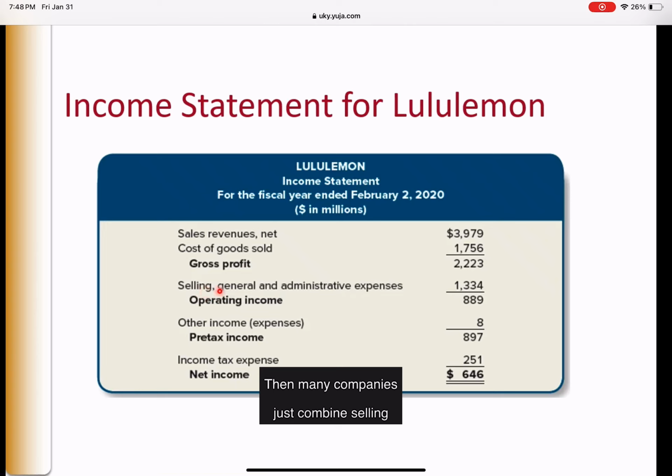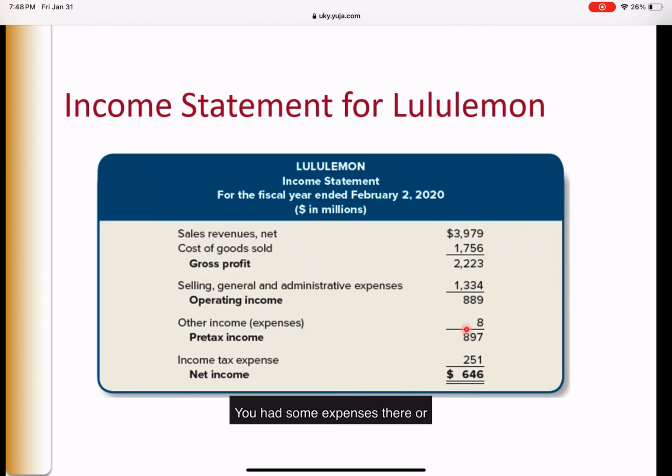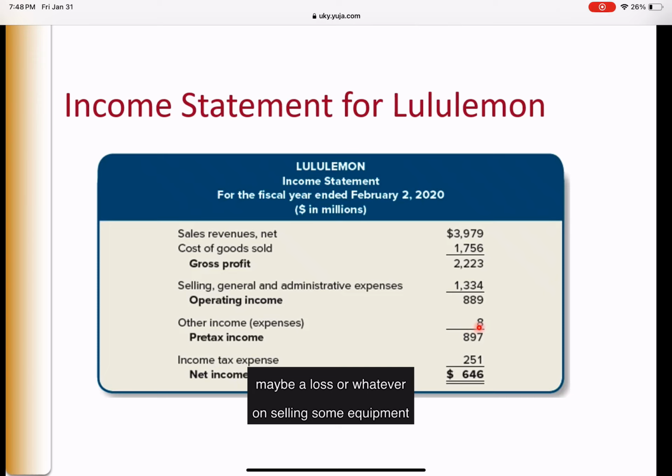Then many companies just combine selling, general, administrative expenses all into just one line item. And after your operating income, because some people like to look at operating income as their number for comparative purposes, they show you your other revenues and expenses that deal with more financing and investing activities. You had some expenses there, or maybe a loss on selling some equipment. That was some $8 million. Then your income tax expense is always listed as a separate line item, and finally you have your net income.